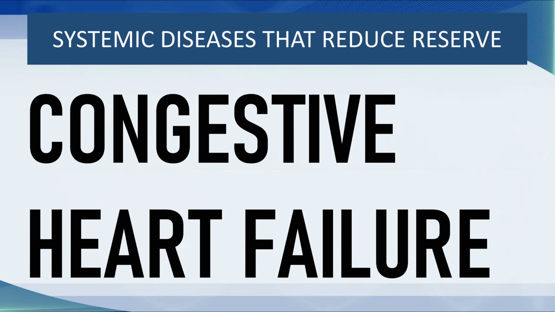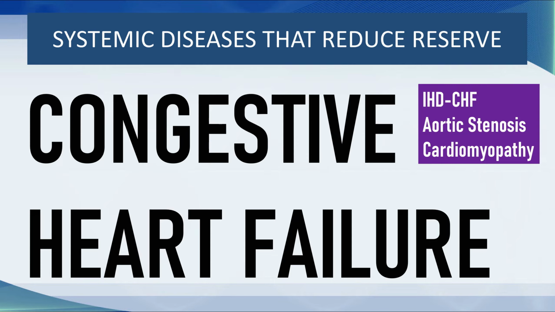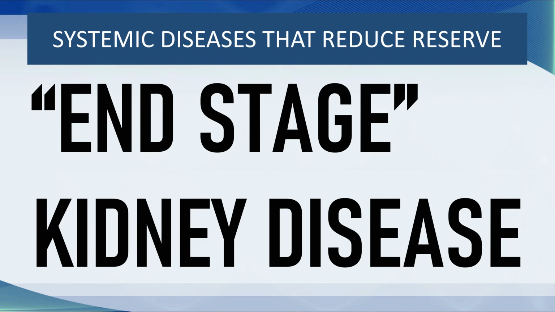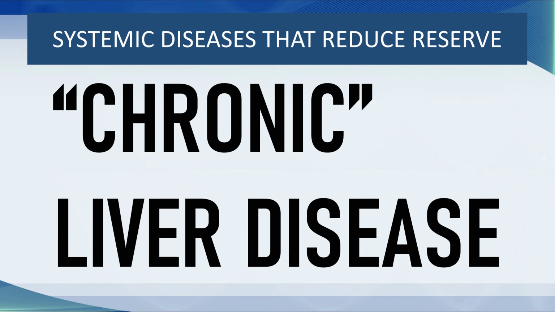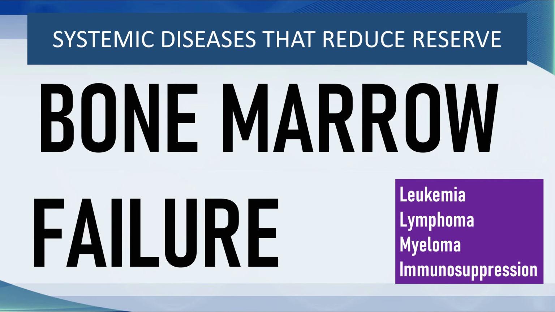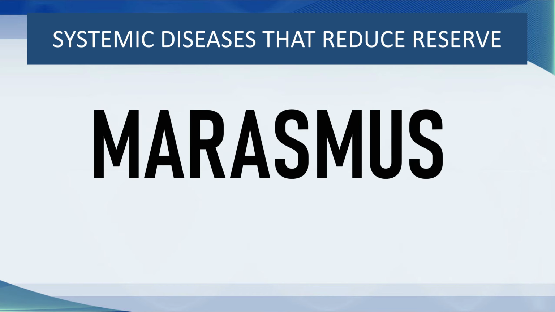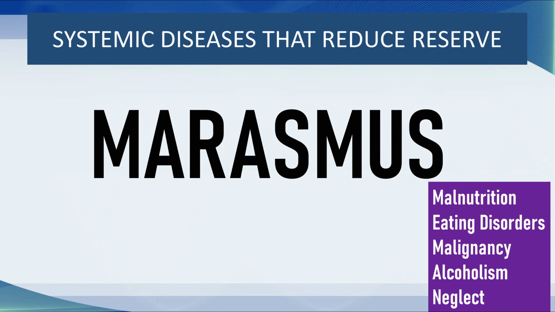Congestive heart failure, particularly associated with ischemic heart disease. Any situation where there's a dilated cardiomyopathy and aortic stenosis. End-stage kidney disease caused by anything causes a huge disruption in the body's reserves. Chronic liver disease from any cause, but particularly alcoholism, massively depletes reserves, as does bone marrow failure caused by, for example, leukemia, lymphoma, myeloma, or immunosuppression caused by drugs. Marasmus-like malnutrition that we see with alcoholism, eating disorders, malignancy, and of course, neglect.